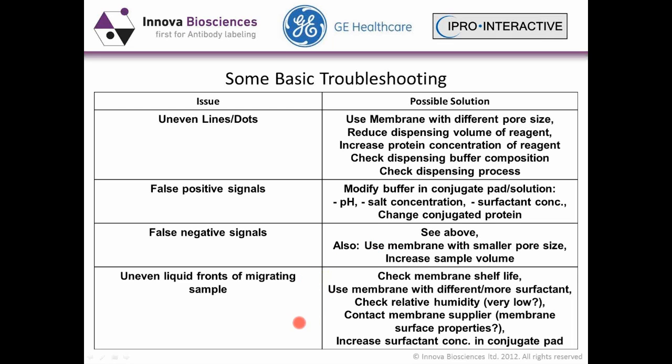And a more cosmetic issue is uneven liquid fronts of migrating samples. In that case, discuss with your membrane manufacturer. Is the membrane too old? Do you simply not have enough surfactant in your system? That's quite a frequent reason for uneven liquid fronts, and that means you need more non-ionic surfactant.